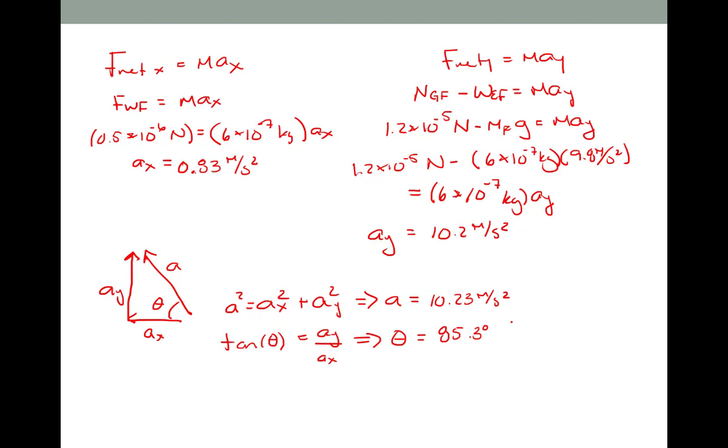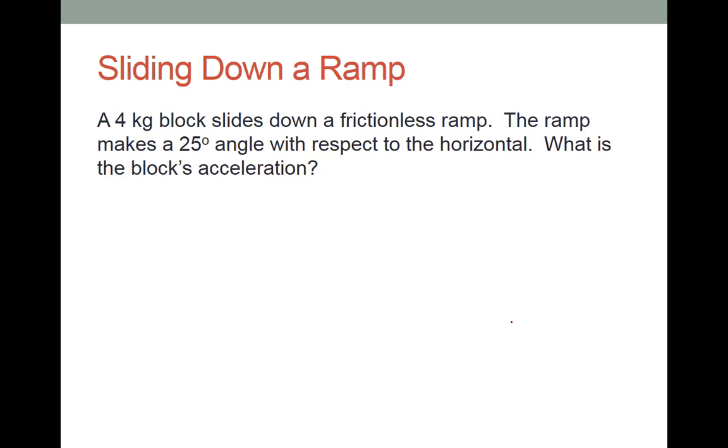In our next example, we are going to deal with a block sliding down a frictionless ramp. We're told the ramp makes an angle of 25 degrees with respect to the horizontal, and we want to know the block's acceleration. So draw a picture. Here's my ramp. Here is that 25-degree angle. Here is my block. And we know it's going to accelerate down the ramp.